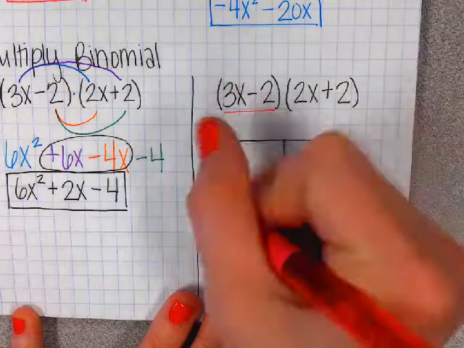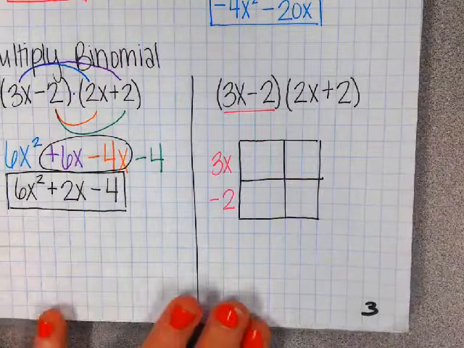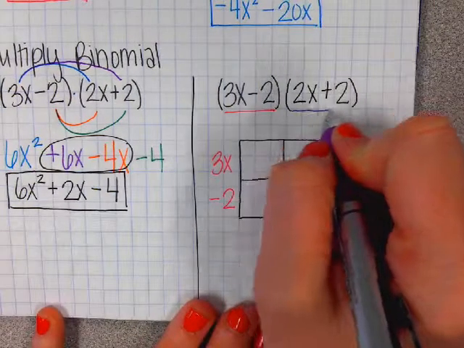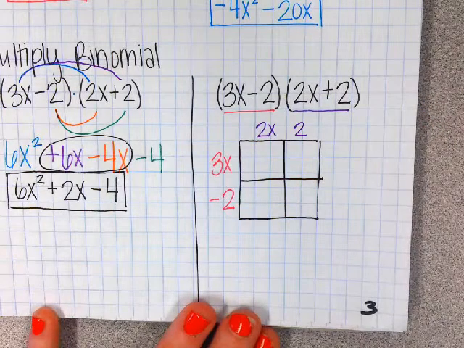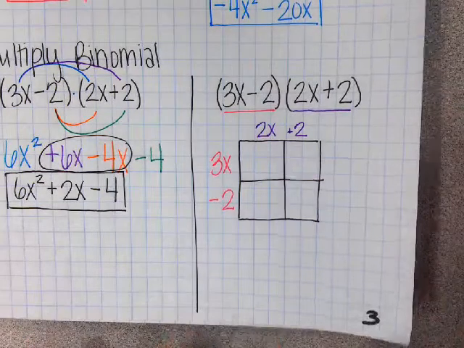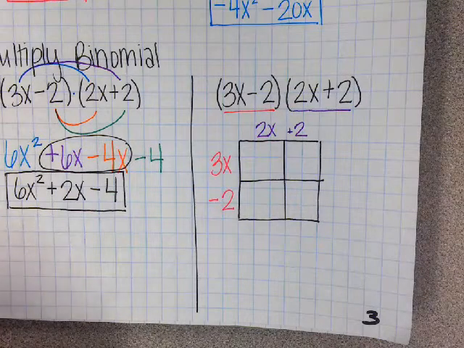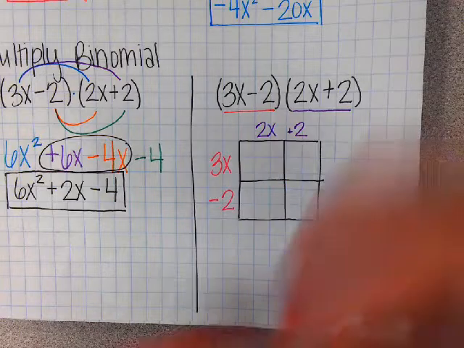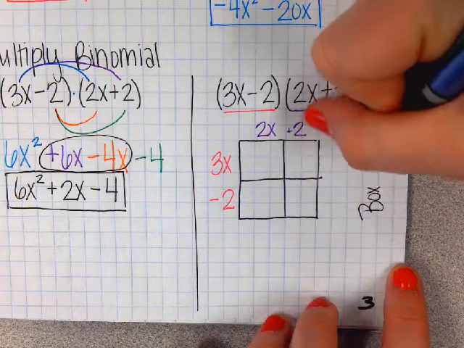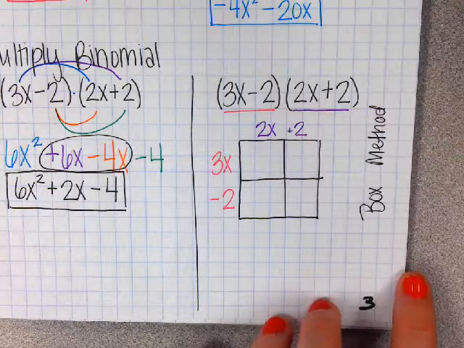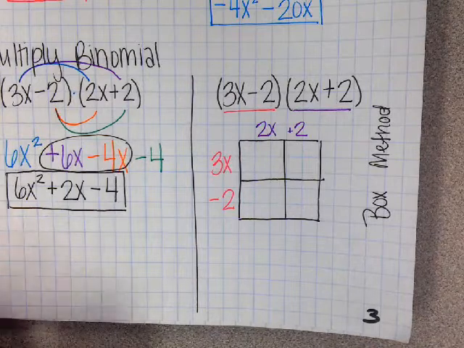I'm going to take this and write it here, so it'd be 3x and then minus 2. So you take each term and separate them out, 3x and negative 2. And then you're going to do this one, 2x plus 2. So that's a positive 2. It is kind of like a Punnett square. I always call it the box method, area box method. But yes, it is like a Punnett square if you've done that type of stuff before.